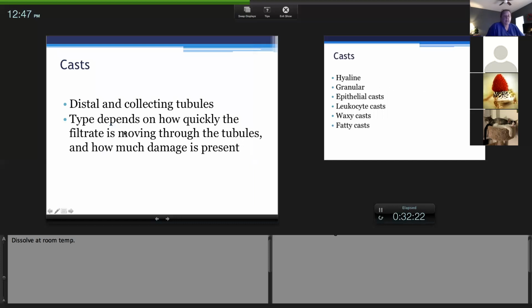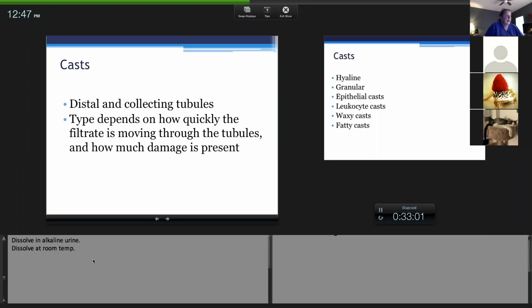Okay, let's talk about casts, which I think are sometimes a difficult thing to bring up. These tend to come from the distal and collecting tubules. So you've got the collecting duct. Remember your nephron: PCT, loop of Henle, DCT, which connects to the collecting tubules, empties into the medulla of the kidney, which goes out through the ureter to the bladder. So in these tubules, that's where you get your casts. That's where your casts come from.